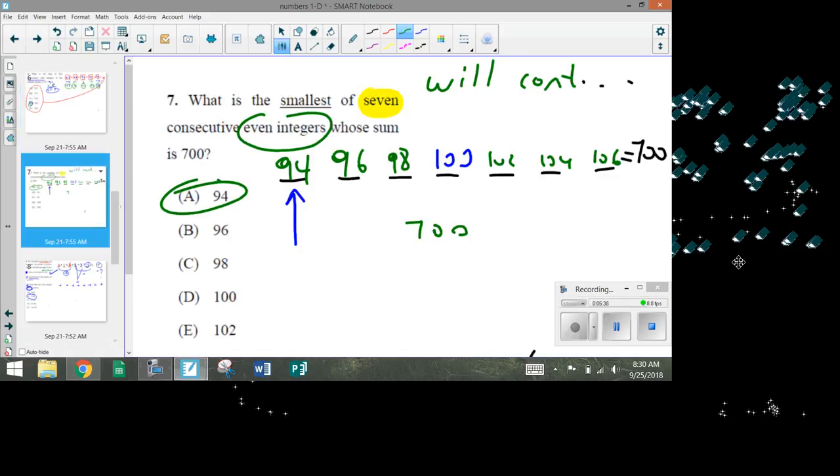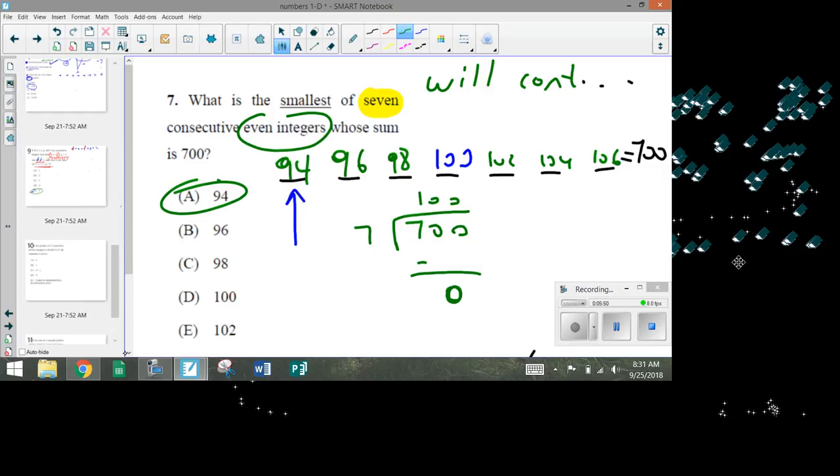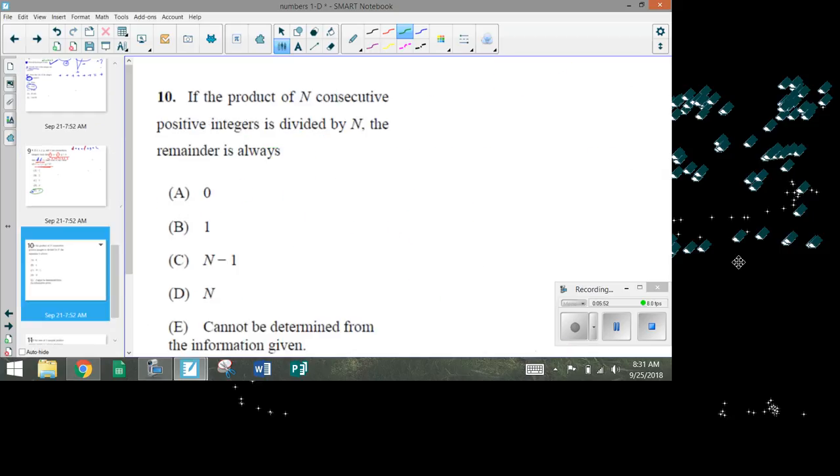700 divided by 7, it's going to be 100. And what is the remainder? Remainder is going to be 0. I bet this question and the question number 10 are connected.